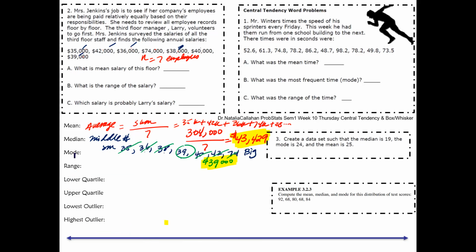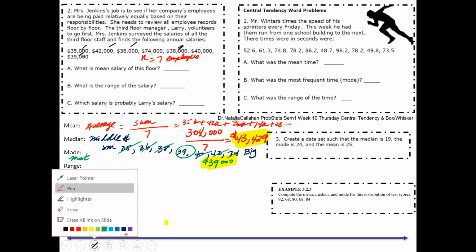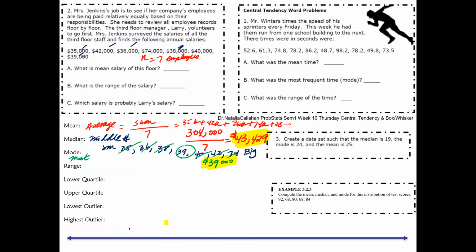Your mode is going to be the one that occurs the most often. So I like to think mode most. Well, if I look at this, none of the salaries repeat. So your answer is just going to be none.